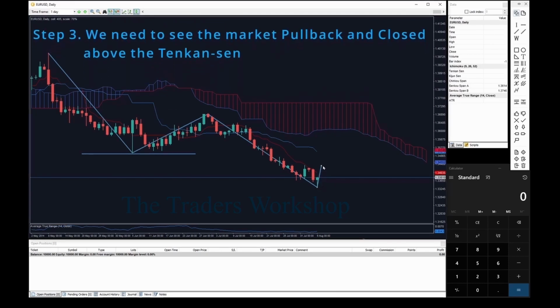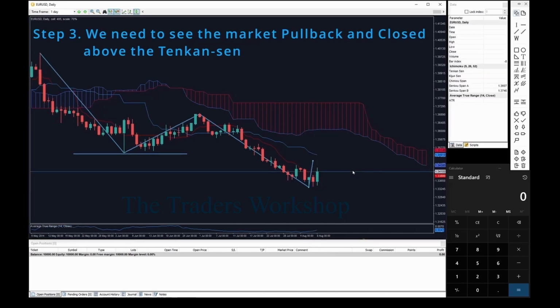Step 3. We need to see the market to pull back, and close above the Tenkan Sen. Shortly after that, we will look for the entry signal. But first, let's proceed with step 3, and wait for the market to pull back. Let's proceed. Now the market has pulled back, and closed above the Tenkan Sen.